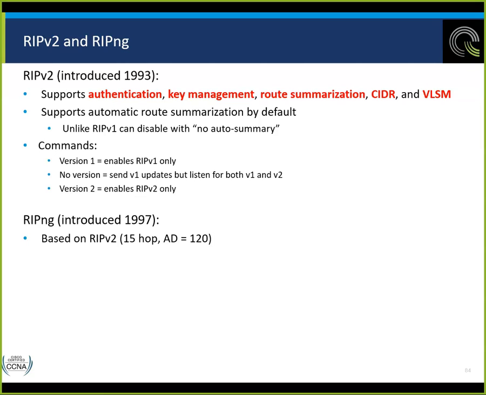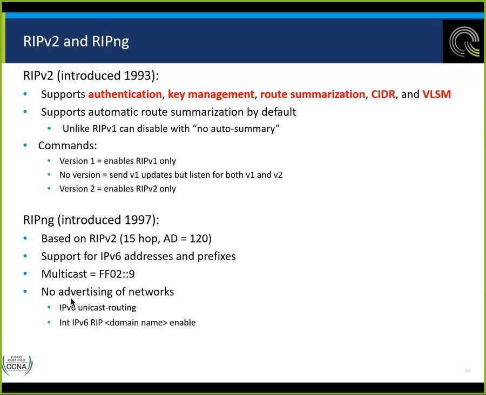RIP next generation, and the IPv6 component of this. Although I have heard them say they weren't going to put a RIP in IPv6, but they did. RIP next generation, same thing, based on RIP v2, 15 hops hop count, 16 becomes infinity. Administrative distance is still 120. Supports IPv6 addresses, and it uses a multicast address FF02::9. It's going to be a multicast protocol.